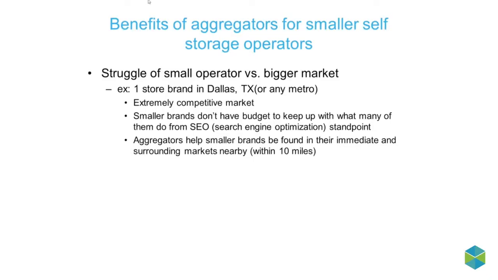To jump back into the slide here, the other thing aggregators can do with smaller brands or even medium to large size brands is help them be found not only in their immediate markets but surrounding markets as well. Maybe you're one of the few facilities in the area that has climate control, or maybe you have a specific type of wine storage, or maybe you have an extended amount of RV and boat parking that someone doesn't have in your general area. Aggregators help give you more exposure in other markets.